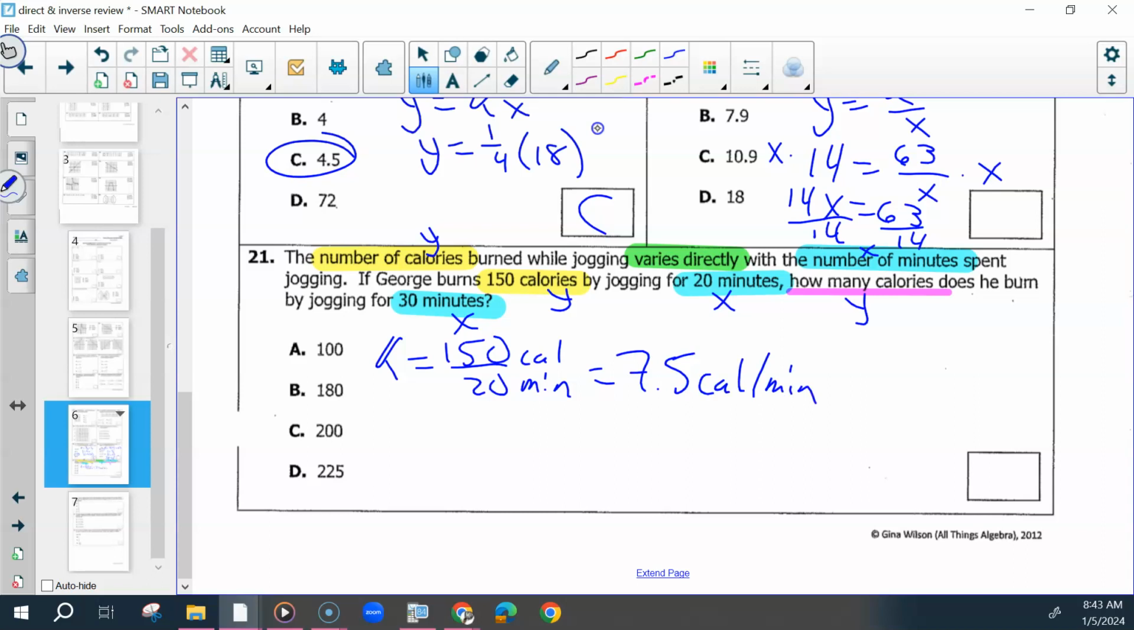And then we're looking for how many calories are y. And it's going to be y equals kx. So y equals 7.5 times 30. Which is 2.5 what? Calories.